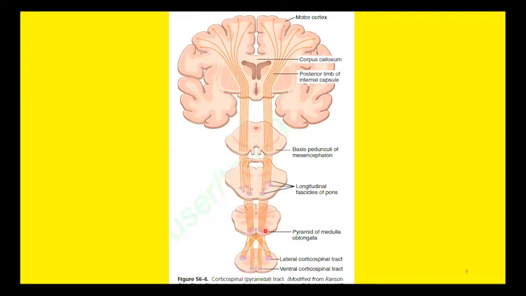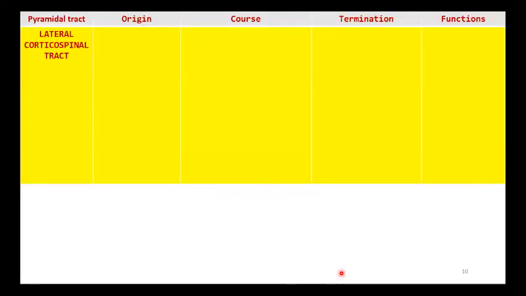And at the medulla oblongata, some of the fibers cross over to the opposite side like this and form the lateral corticospinal tract. And some of the fibers, 10% of the fibers, remain ipsilateral to form the anterior corticospinal tract. So in the pyramidal tract, we have the lateral corticospinal tract and the anterior corticospinal tract.